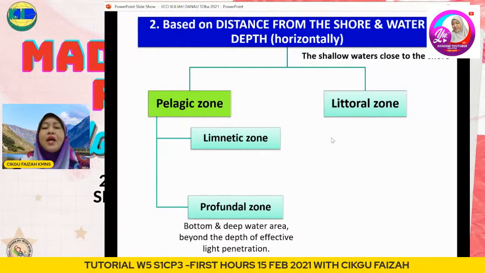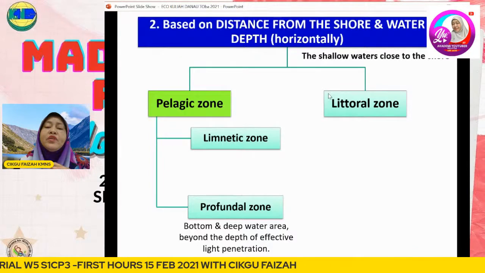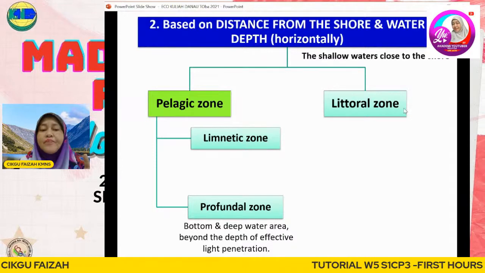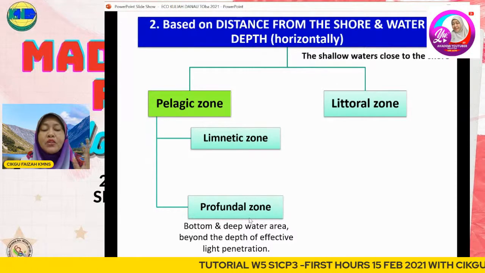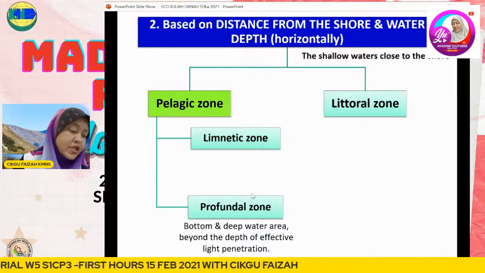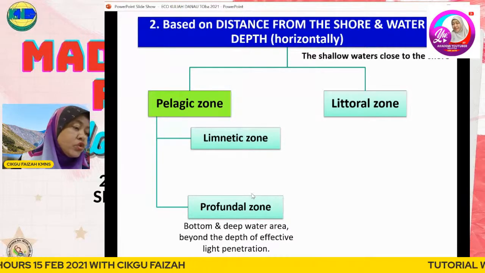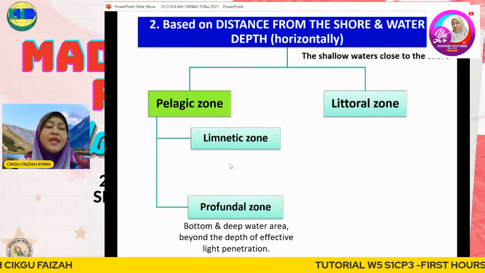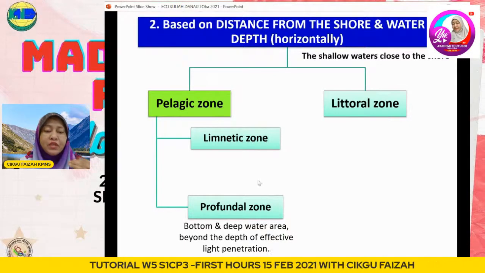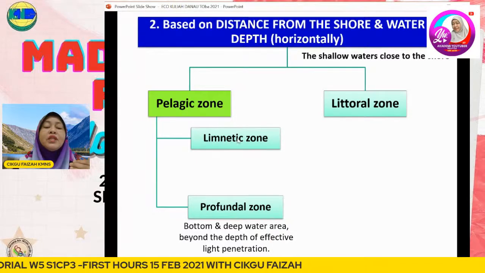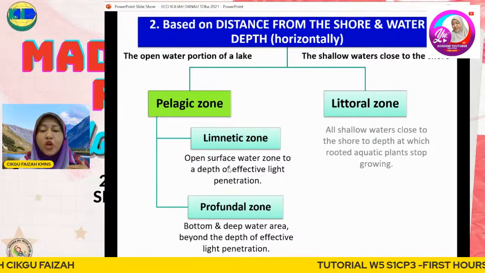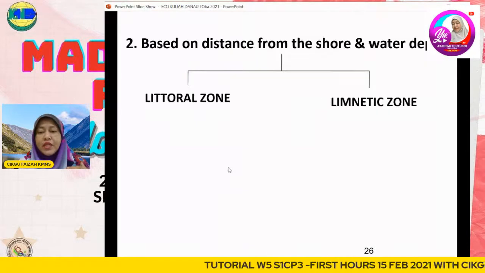Tapi daripada 3 ni kita break into 2 concepts. The shallow water close to the shore, littoral. The deep water area, bottom and deep water area, and tengah-tengah, the open water, open surface water zone, kita panggil pelagic zone, ada 2. Pelagic zone dia ada open water and bottom deep water. So pelagic terbahagi pada 2: open surface water zone is the limnetic zone, and profundal is the bottom and deep water area.